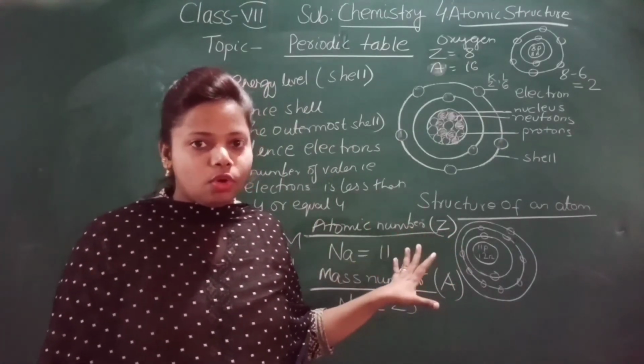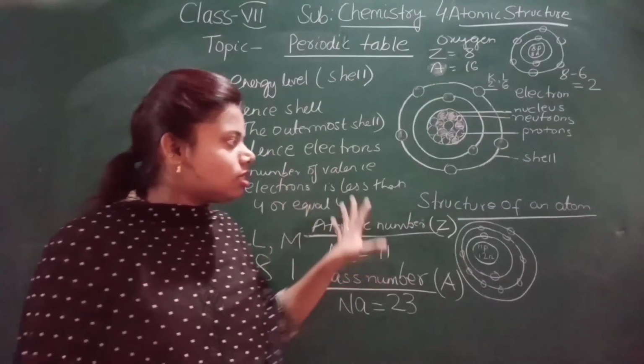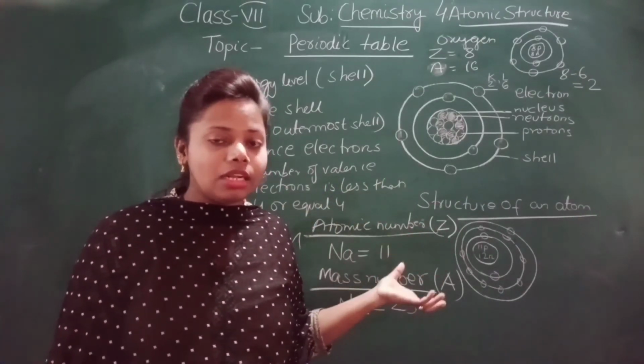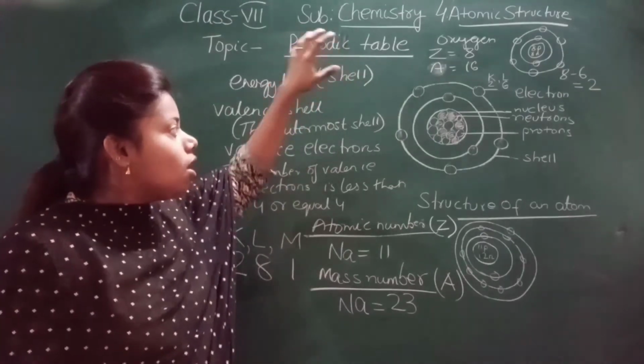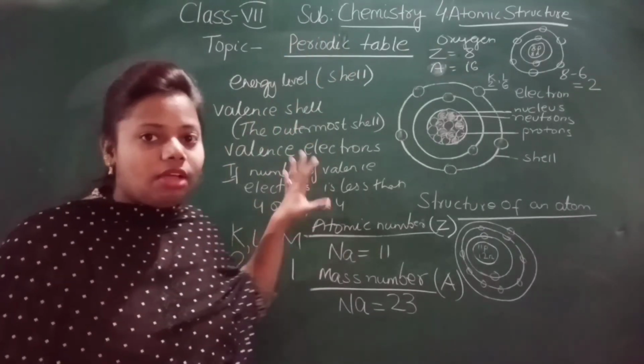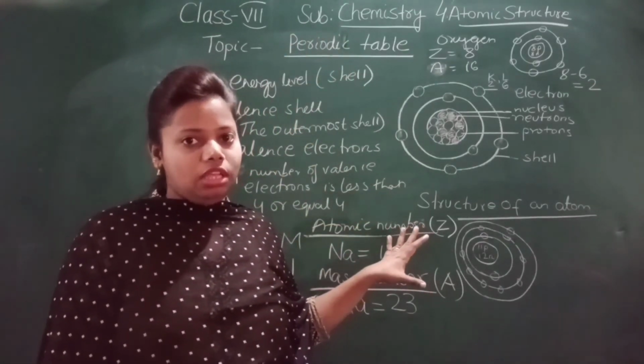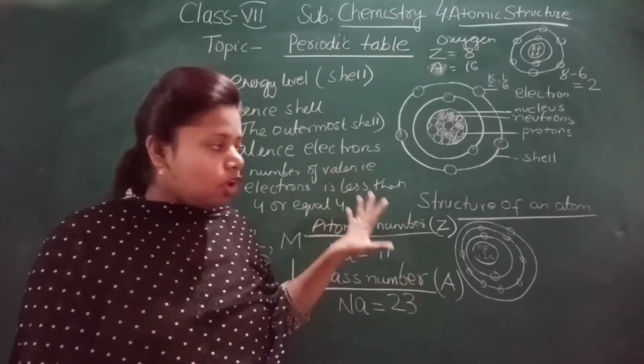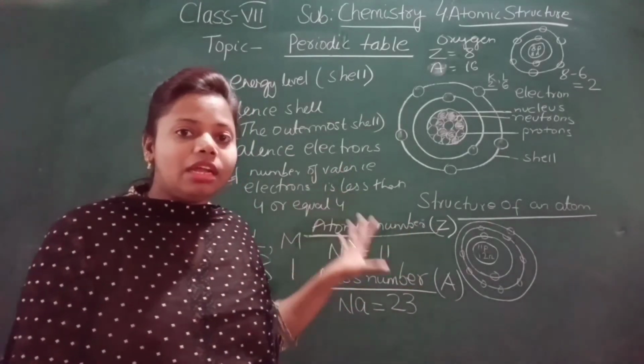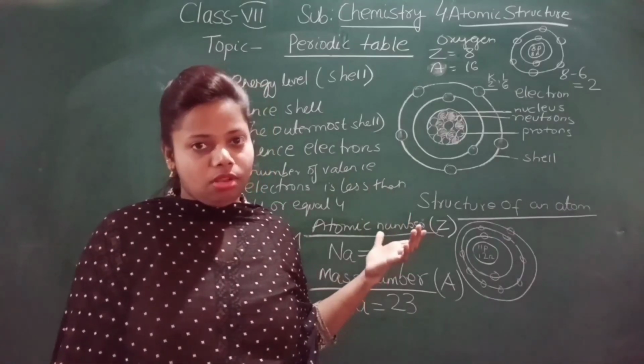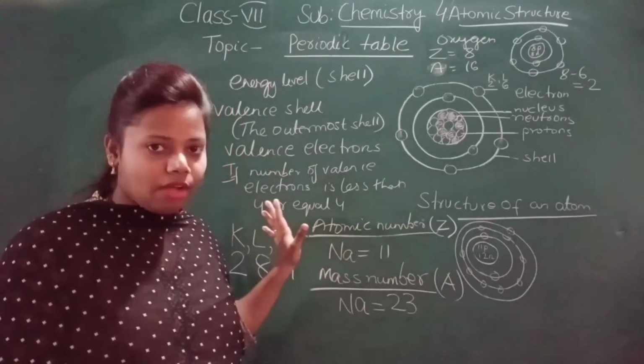So read at home. Today I have just taught you about the structure of an atom and a few terms. In my next class I will teach you about the periodic table, where we will require the valence shell, valence electrons, atomic number and all, because according to these only the elements are arranged in the periodic table. So for today, up to this much I have taught you.